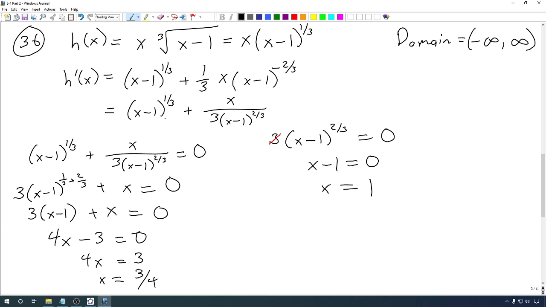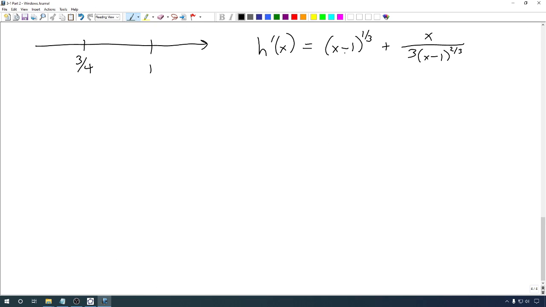So I guess I probably should copy this over. So I have h prime of x is equal to this formula here. When I plug in 0, well, here I get negative 1 to the 1/3 power. Here, I have a 0 on top, so that's just 0. And negative 1 to the 3/2 power is just negative 1. We have a negative number here.